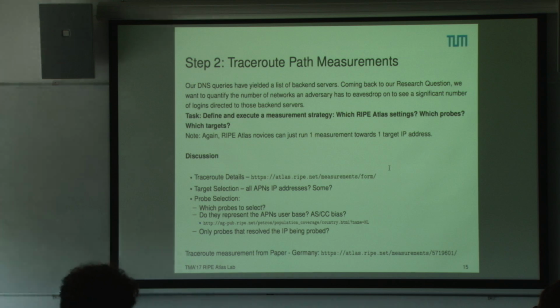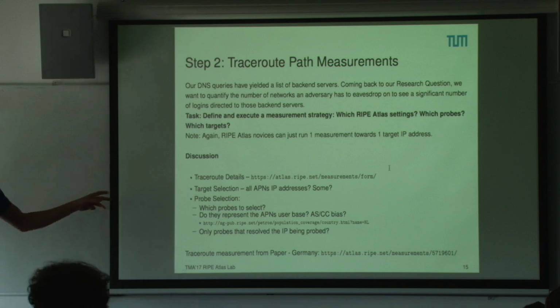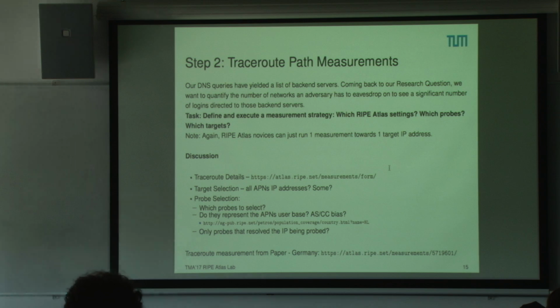Another thing which we could discuss is, if you select all the probes in a country and you want to say how many networks I have to observe to see a certain percentage of users, probes don't necessarily represent the user base. There might be a heavy bias. There's a nice example here, I think.